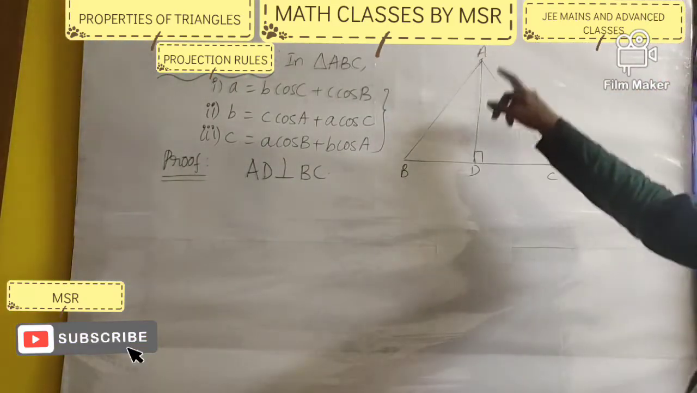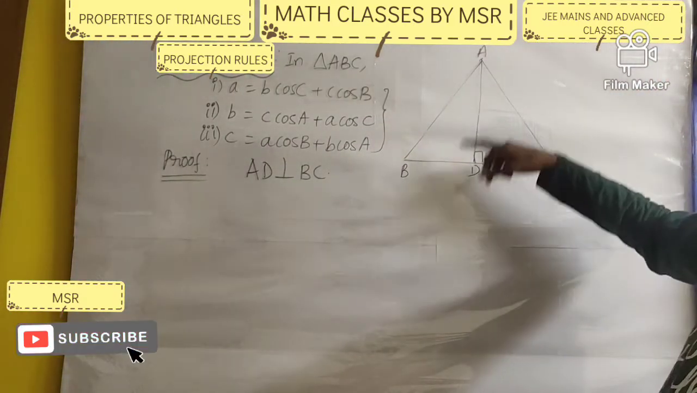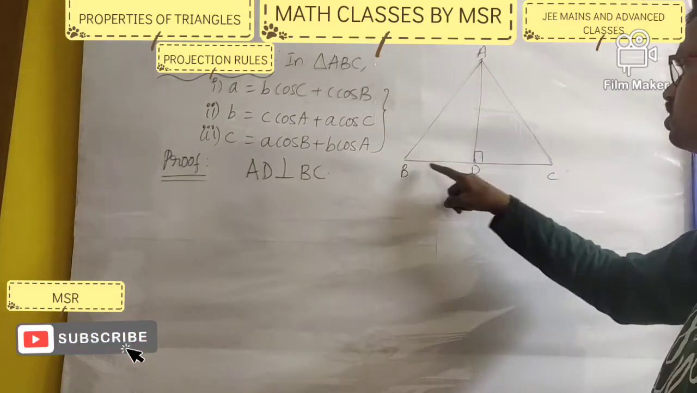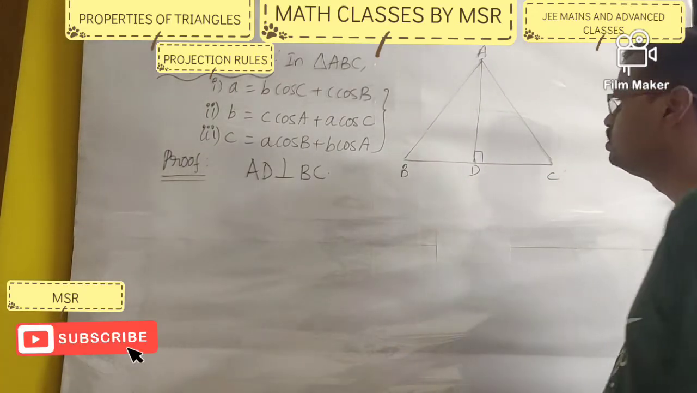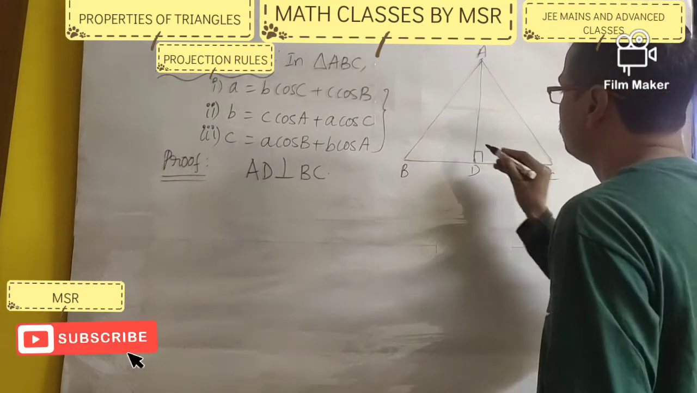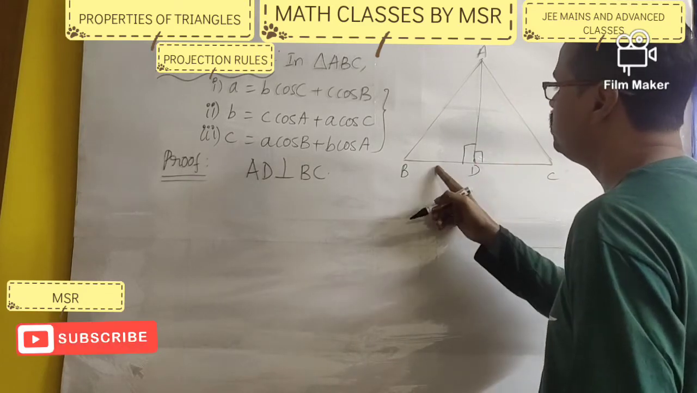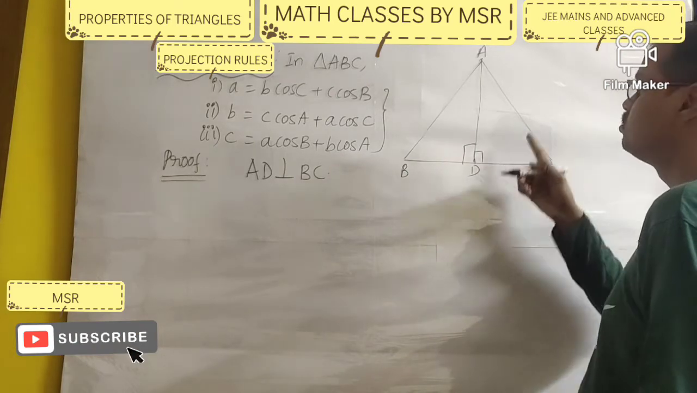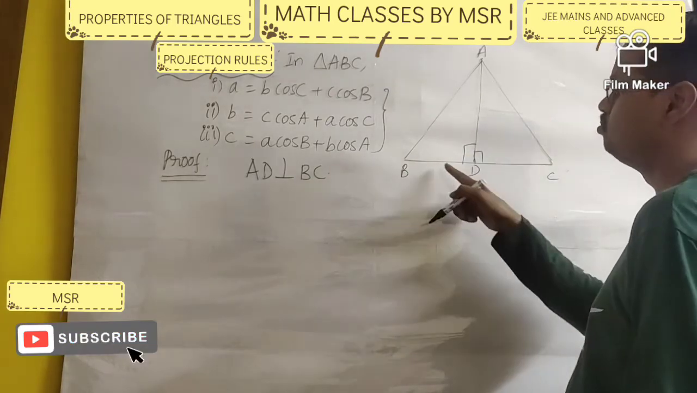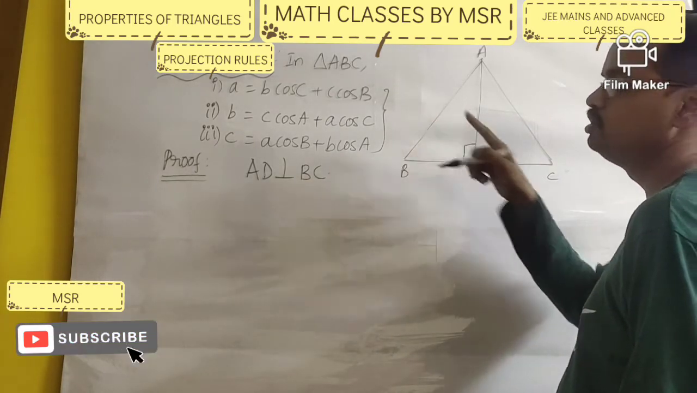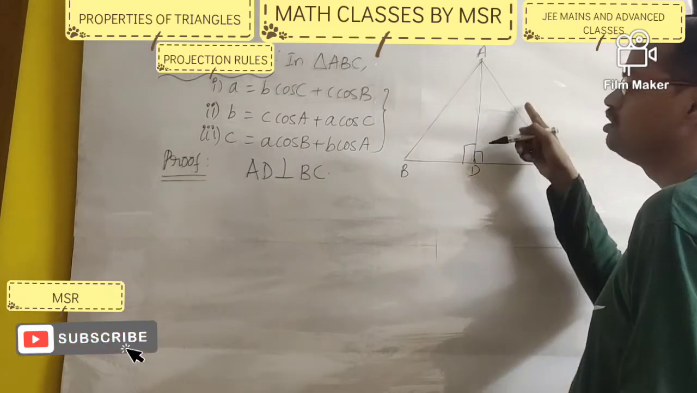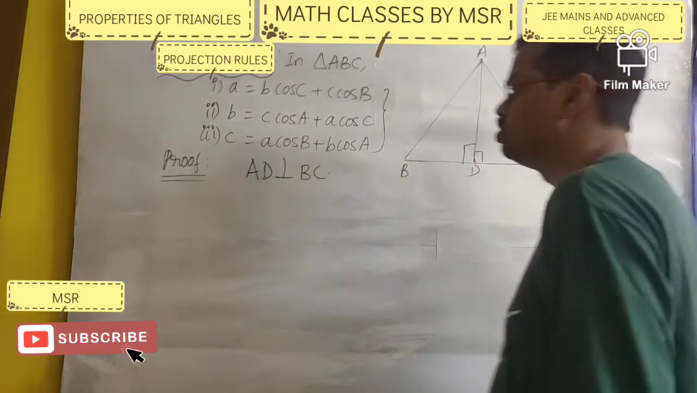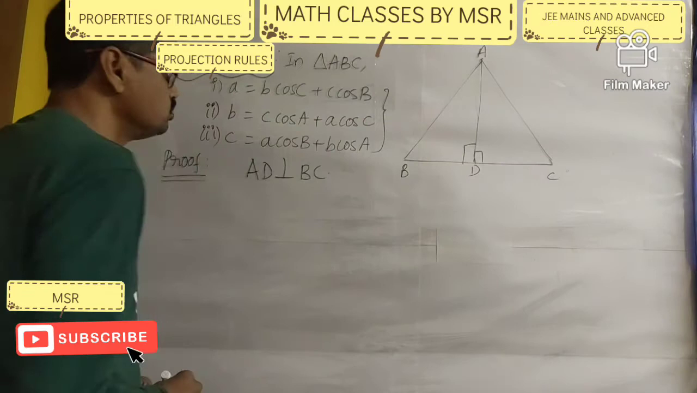If you take any triangle ABC, let us draw AD perpendicular to BC. Then BD is the projection of AB, and CD is the projection of AC. BD is called the projection of AB, CD is called the projection of AC. So, how to prove this rule?